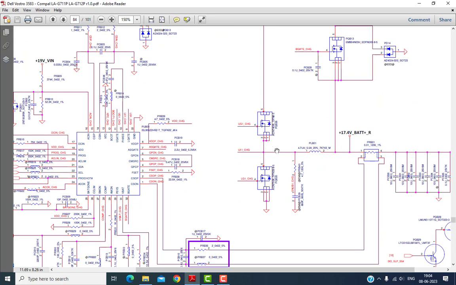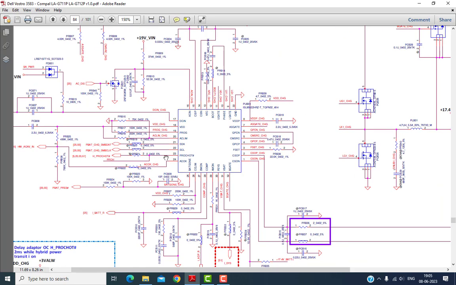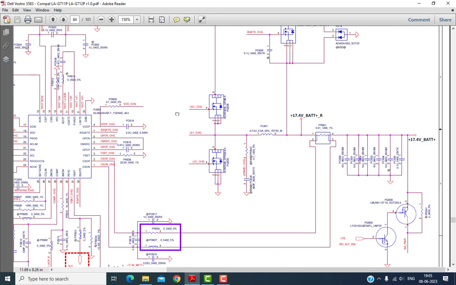The next thing is, what is the use of these two MOSFETs? These two MOSFETs are basically used for the charging circuit to charge the battery. These two MOSFETs are connected to the chip. Once the adapter is connected, the SM bus starts communicating with the SIO, and if the battery asks for charging, this is the battery positive connector, plus 17.4 battery voltage, then this chip starts triggering and switching these two MOSFETs.